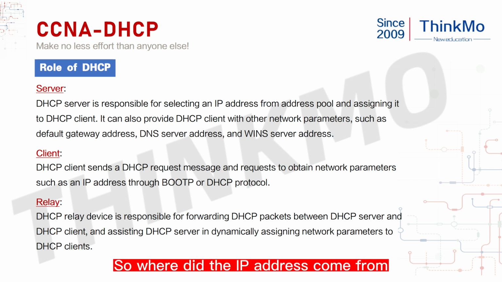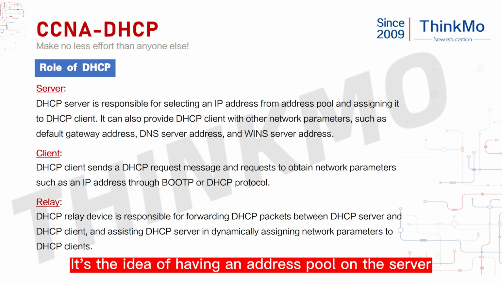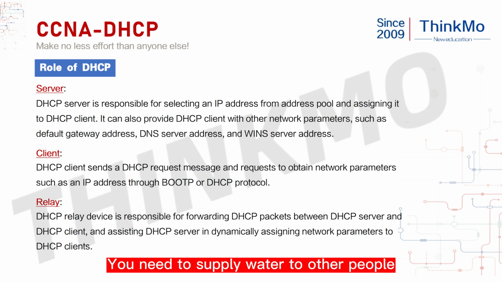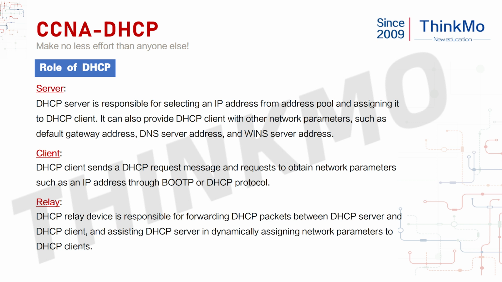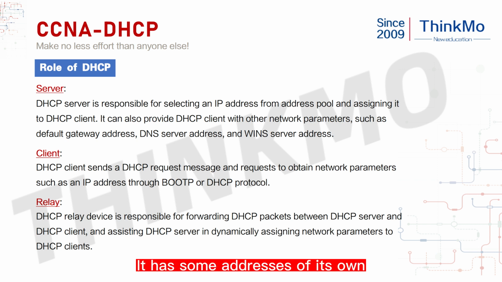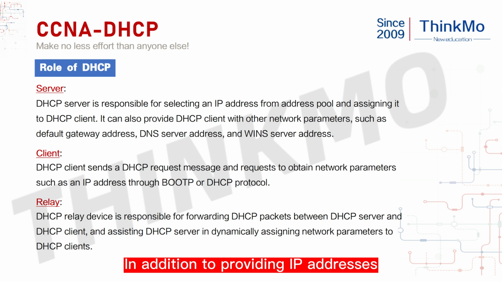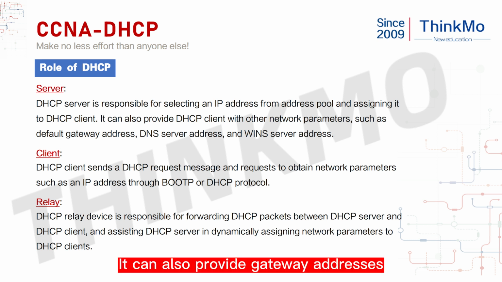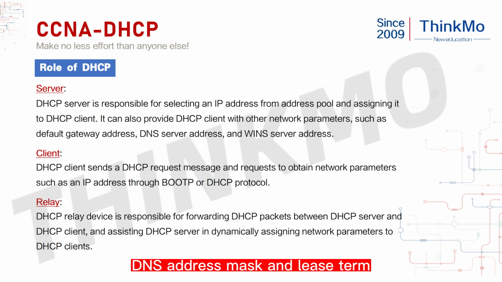So where does the IP address come from? The server has an address pool. It's like a pool: you need to supply water to other people, or anywhere else. It has some addresses of its own. In addition to providing IP addresses, the server can also provide the gateway address, DNS address, mask, and lease term.